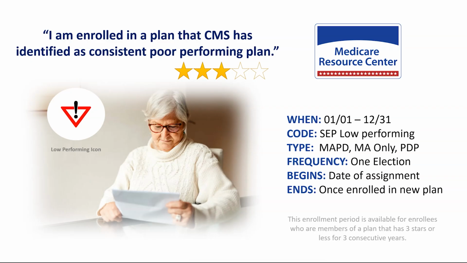If you are currently in a consistently poor performing plan, then you get a special enrollment period called low performing. You can enroll in any plan you want. You get one election. It begins the date of the assignment and it ends once you're enrolled into the new plan. So that's 3 stars or less for 3 consecutive years in a row.